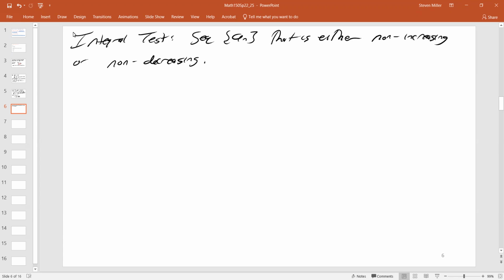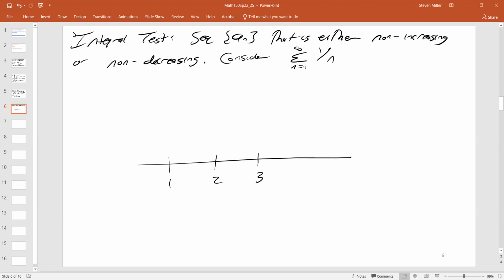So here's how it works. I'm going to do it by an example. So let's consider the sum, n goes from 1 to infinity, of 1 over n. 1, 2, 3, n minus 1. I'm not going to draw things to scale. At 1, a_n is equal to 1. At 2, what would I get? We have 1/2. What would I get at 3? You've got 1/3, all the way up to 1 over n minus 1, 1 over n, and so on.